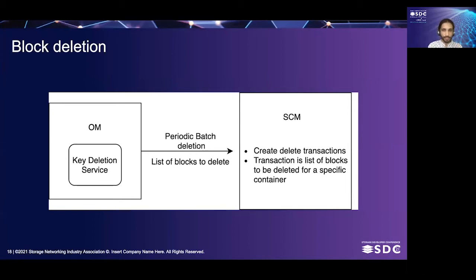So as we discussed, Ozone Manager has the deleted keys in a deleted table. There is a background key deletion service. It will scan a configured number of keys every minute, or whatever the configured interval is. After scanning those keys, it will send the list of blocks to be deleted to SCM. What SCM does now is it will create deletion transactions, and these transactions are lists of blocks, where all these blocks correspond to a specific container. We'll look deeper into how these transactions are created.